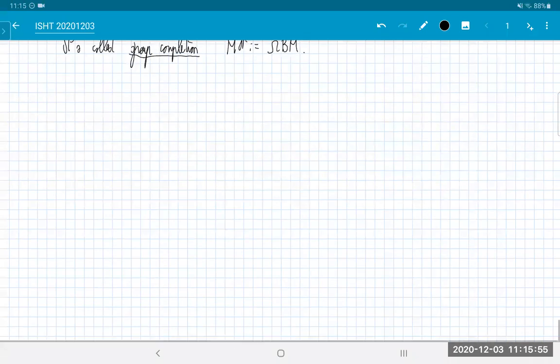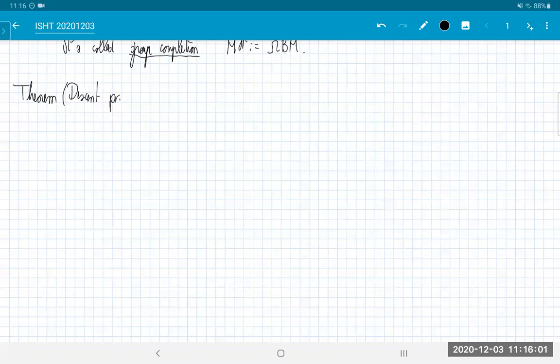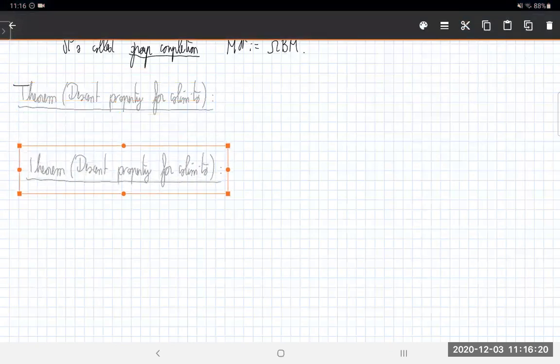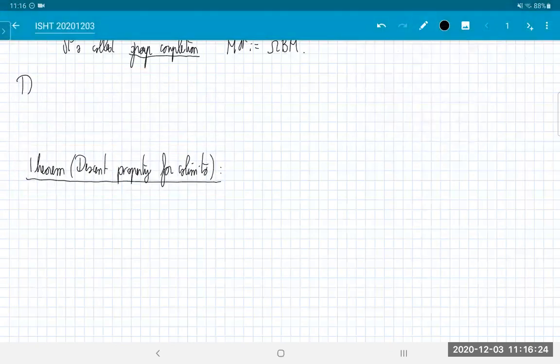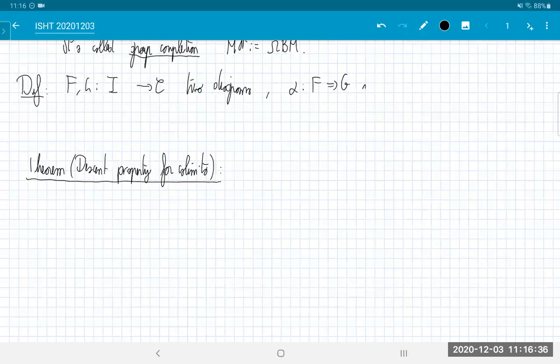So we put a different theorem, the descent property for colimits. And okay, that's perhaps not the most intuitive way of phrasing this property, but it is the way we will use it. So actually, sorry, I need a definition before stating this descent property. So let me say definition. So you have F, G from I to C, diagrams, and alpha, a natural transformation.